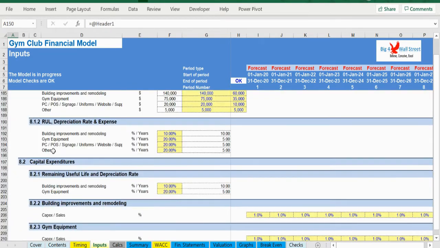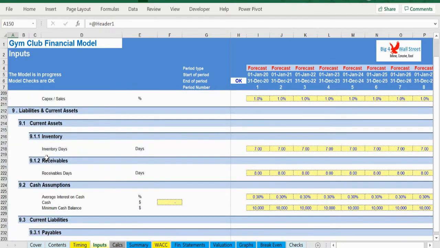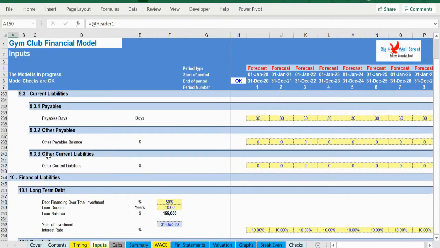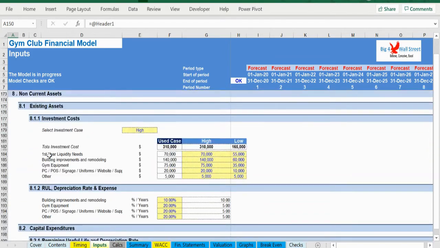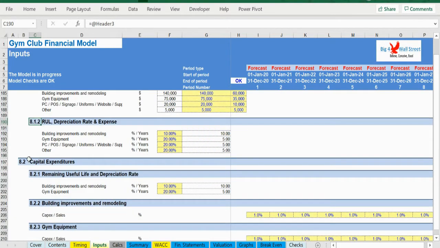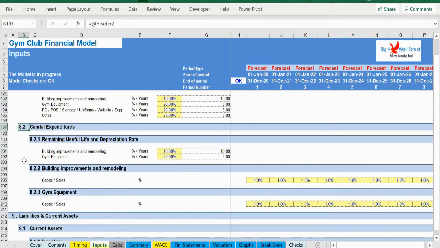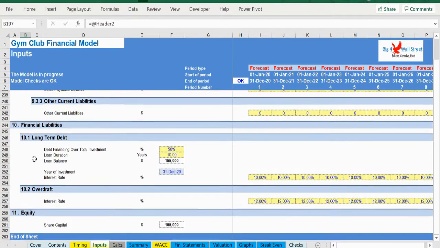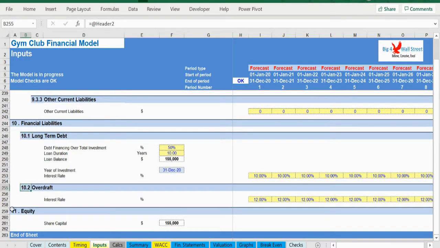Other drivers include receivables days, payable days, inventory days, and income tax. Additional assumptions include depreciation period in years, for both the initial investment and subsequent capital expenditures, debt gearing, interest on loans, term loan, overdraft, and share capital.